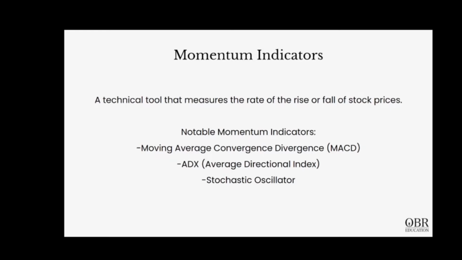Some other notable momentum indicators besides the RSI are the moving average convergence divergence indicator, the MACD, as Austin just went over, the ADX, the average directional index, and also the stochastic oscillator, which is another fantastic tool that you can implement in your trading.